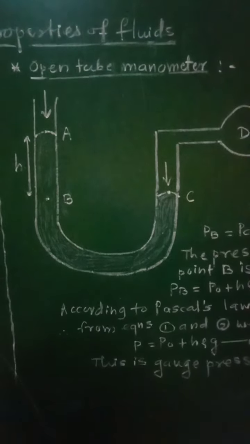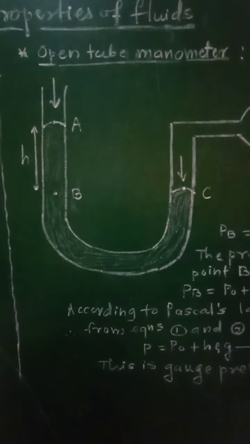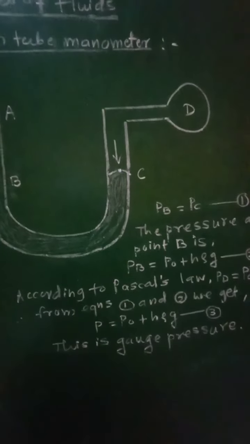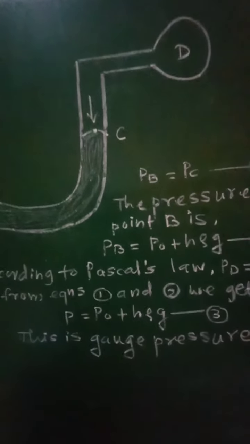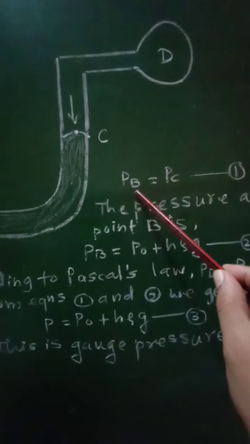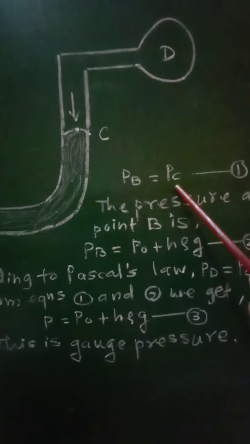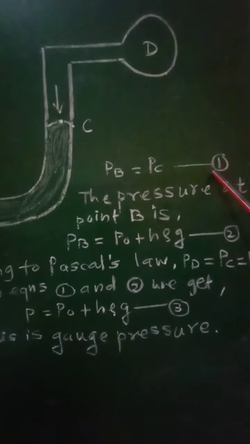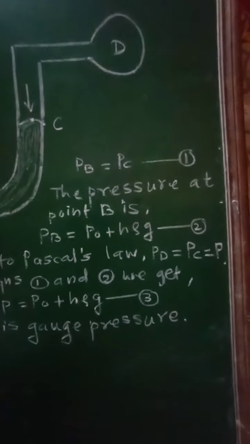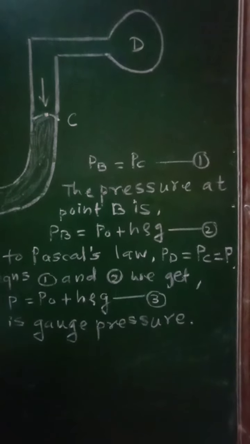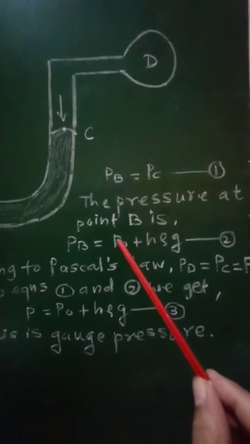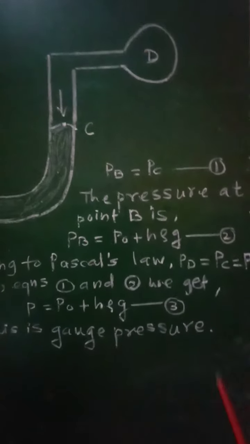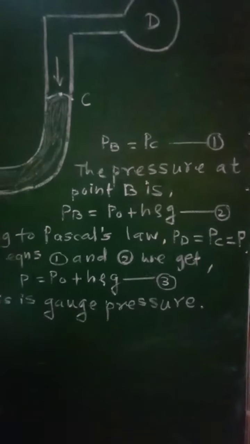So in this diagram, points B and C will be at the same level in two different arms, and hence we have PB is equal to PC. So in this case, both these pressures, that is at point B and at point C, will be equal, since points B and C are at the same horizontal level. So this is equation number 1. Now the pressure at point B is given as PB equal to P0 plus h rho g, where P0 will be the atmospheric pressure.